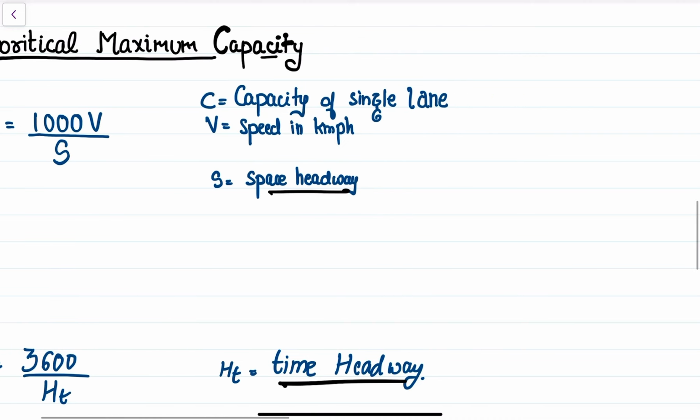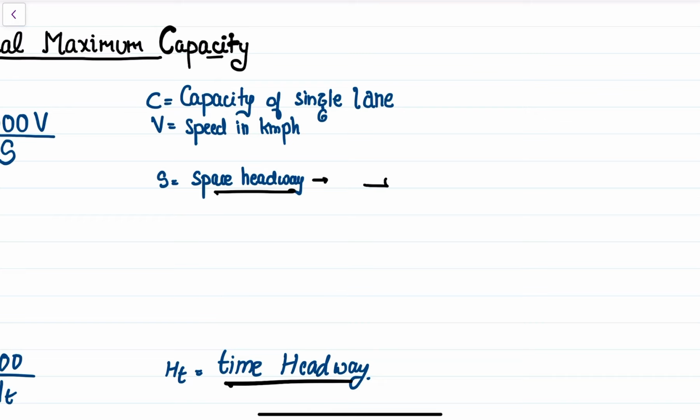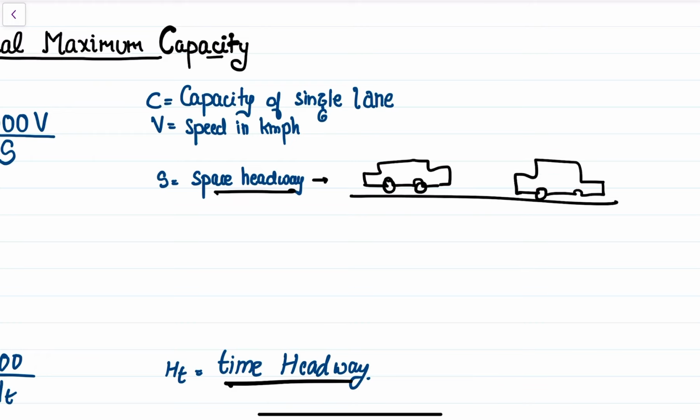But here, your space headway is defined as the center to center distance between two vehicles that are in motion, right? Okay. So space headway is the center to center distance between two vehicles that are in motion. We'll discuss this in a separate lecture about space headway and time headway. Just for this lecture, I'm discussing a few basics about this.